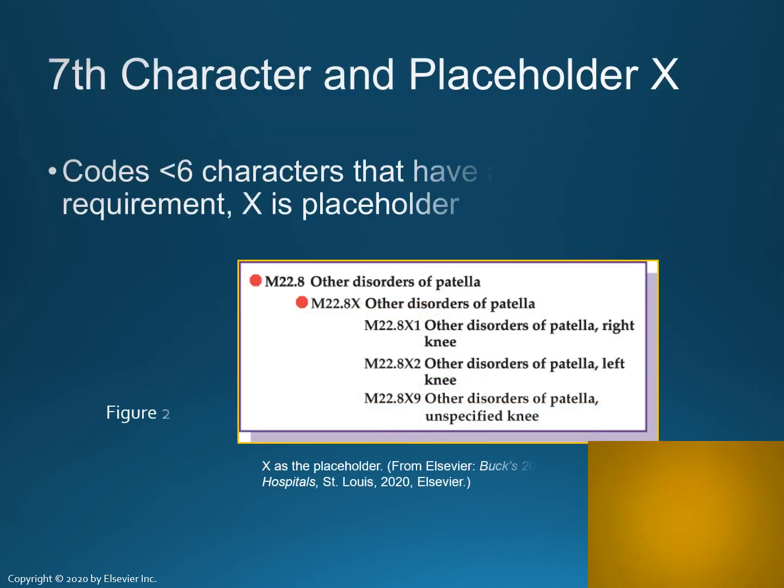When a code is less than 6 characters long, we may have to use a 7-character placeholder, an X, like you can see right over here.